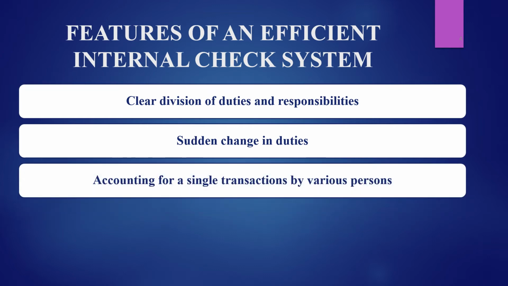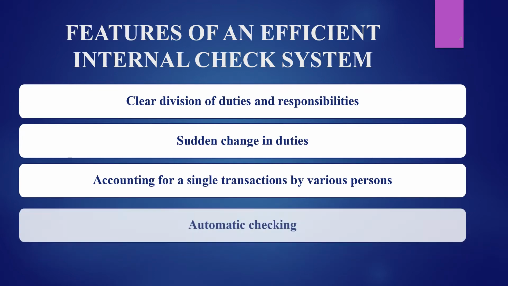Another feature of an internal check system is accounting for a single transaction by various persons. There should not be any transaction which is recorded from the beginning till the end by one single person. Why? Because the work for completing the various parts of a particular job should be allotted to different people, so that in case one person commits a mistake, it may be covered up by another person, or another person will be able to identify that this particular mistake has been committed by person A.